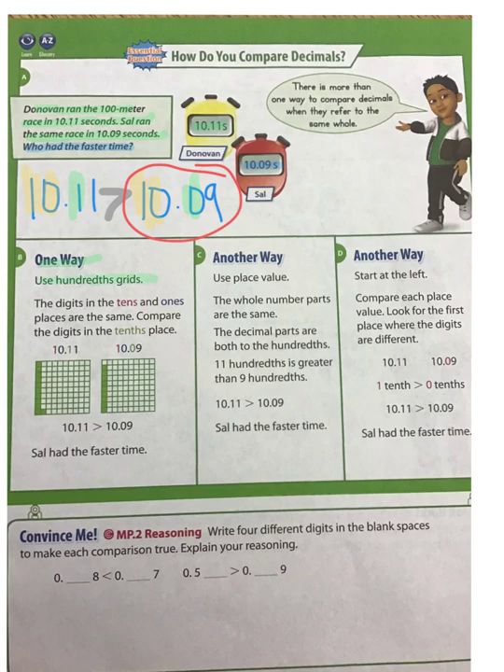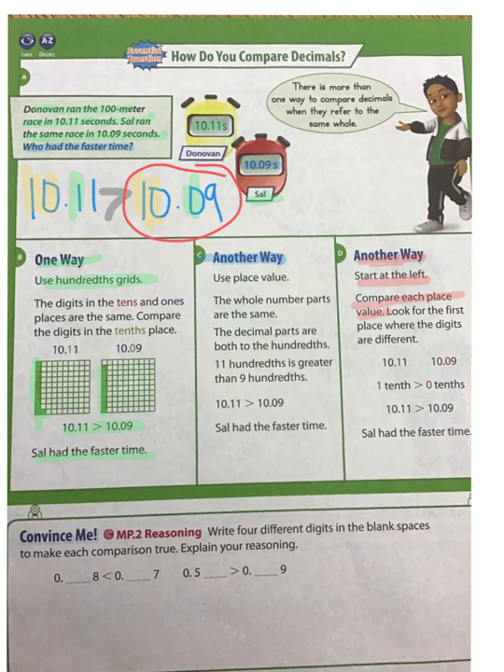Let's look at way B. They're having you use a hundredths grid. So if we're looking at a hundredths grid, we have 11 hundredths here and we have 9 hundredths there. Therefore, it tells you 10 and 11 hundredths is greater than 10 and 9 hundredths. Also, Sal, who ran 10 and 9 hundredths, ran the faster time because his time is less. Another way is to use place value, just like I showed you. And then the last way, you can start at the left and compare each place value, which is exactly what I just showed you as well.